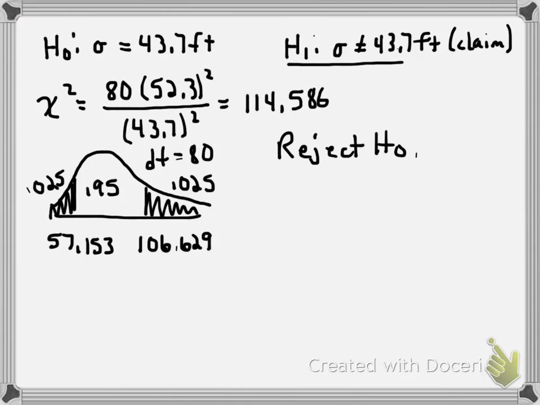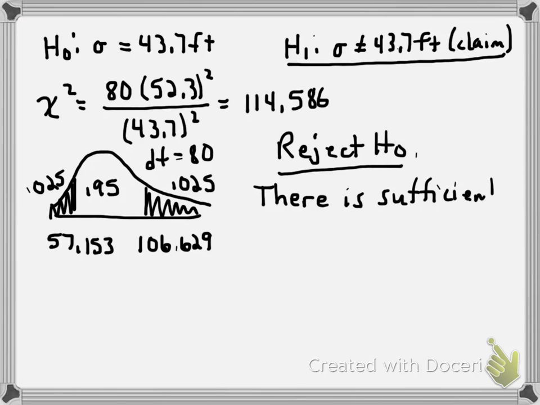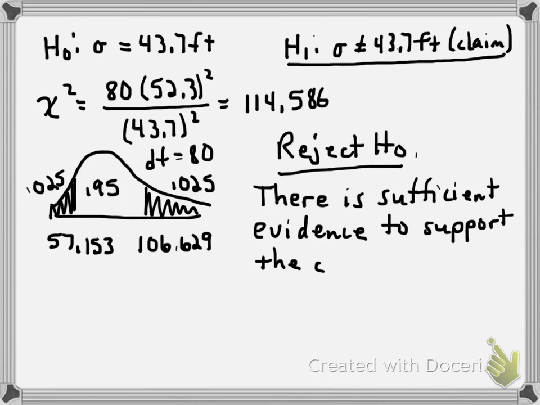So our claim was within the alternative hypothesis. We're rejecting the null hypothesis, so that means there is sufficient evidence to support the claim that the standard deviation is not equal to 43.7 feet.